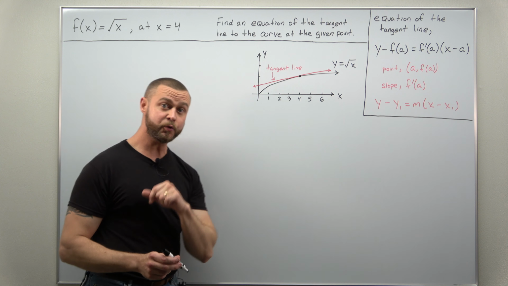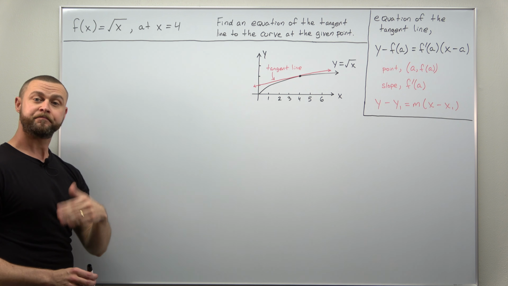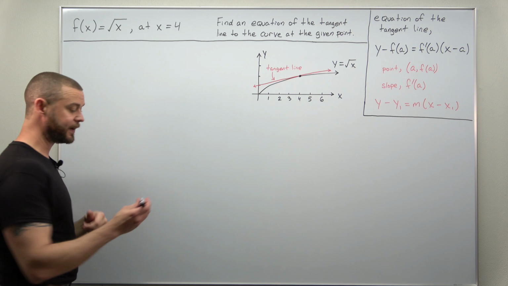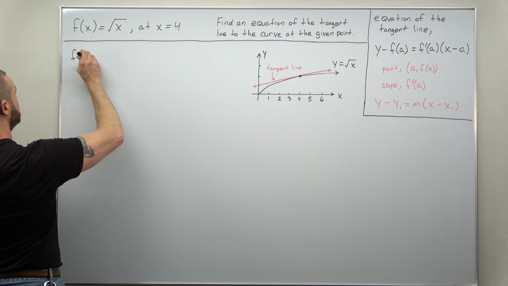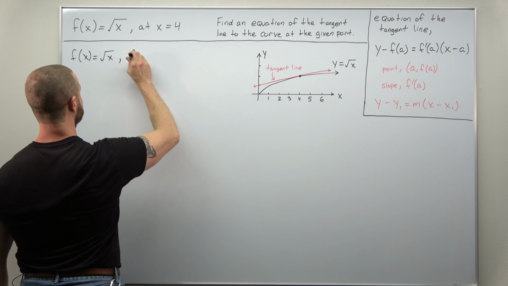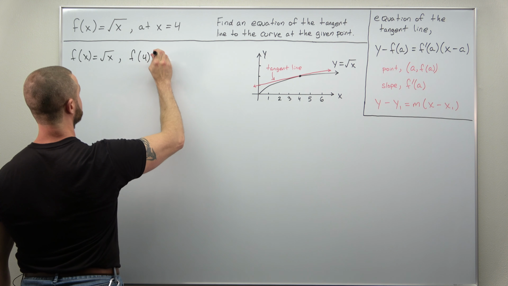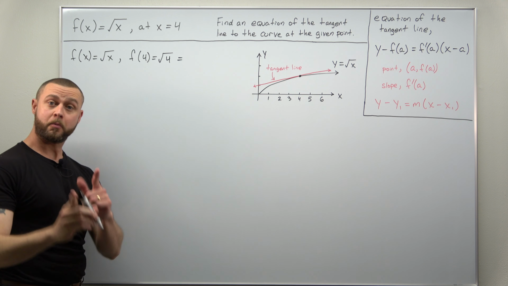So let's jump straight to our calculations. We're given the x-coordinate of our point, so let's calculate the y value. We just plug into the function. We're just going to calculate f of 4, and we get square root of 4, which is 2.